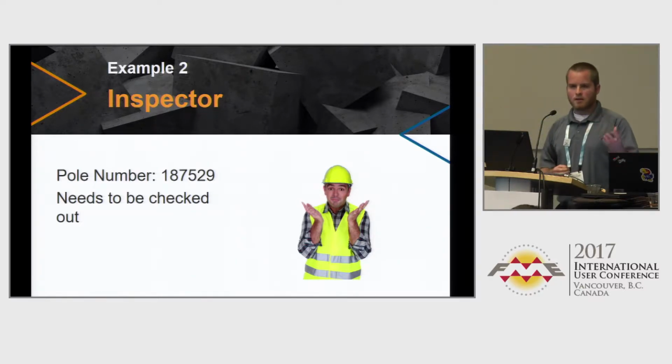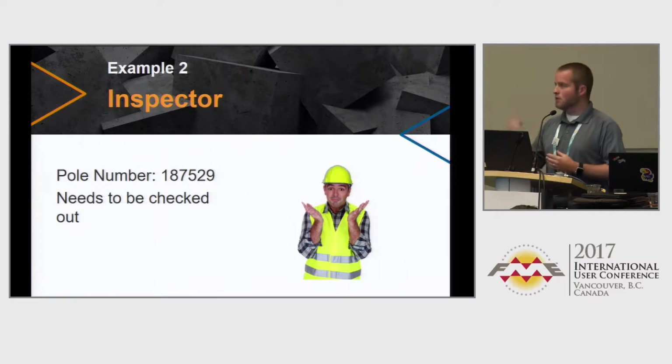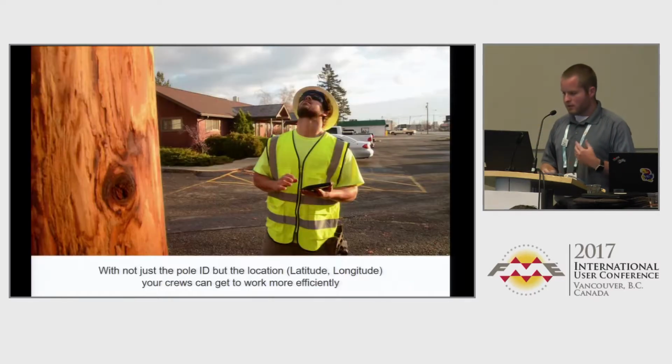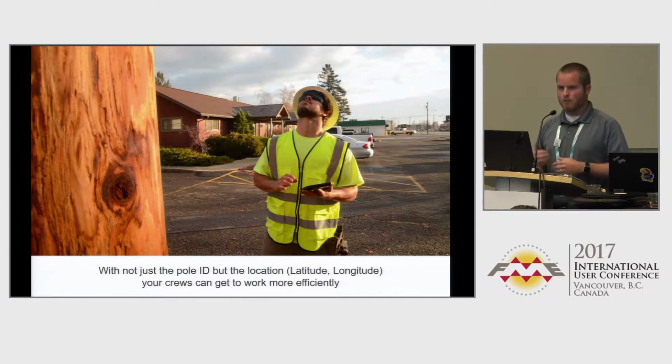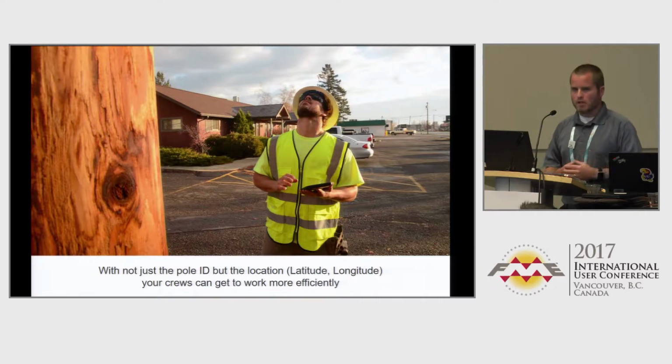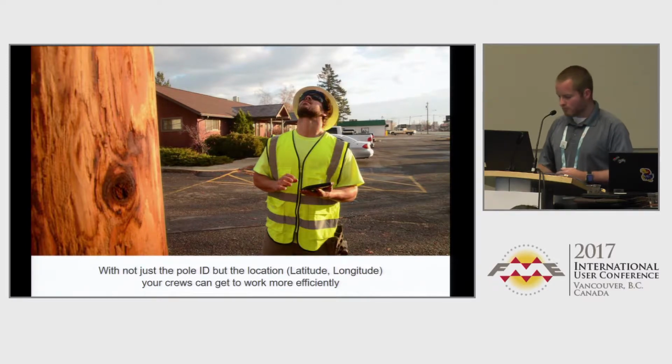So again, data, there's no location there, so he probably doesn't have the knowledge that he needs to get to work. The second you add a location again, for this case, we're gonna use the latitude and longitude, with the pole ID, guess what? He can get to work pretty efficiently. He knows exactly where he's going. He knows the pole that he needs to be working on. So again, we're completing that math equation.